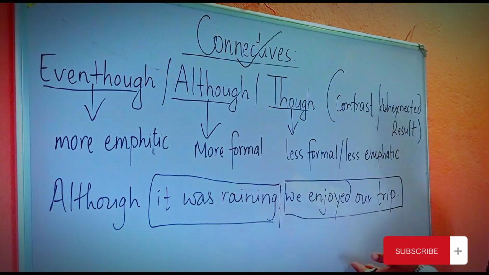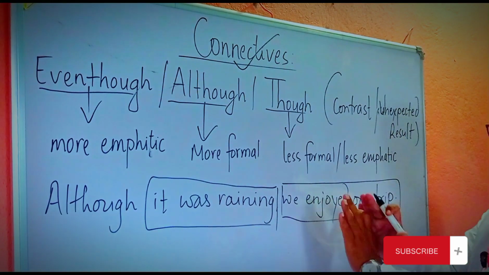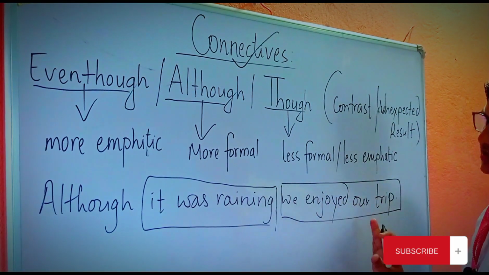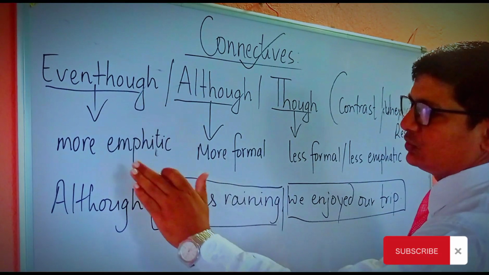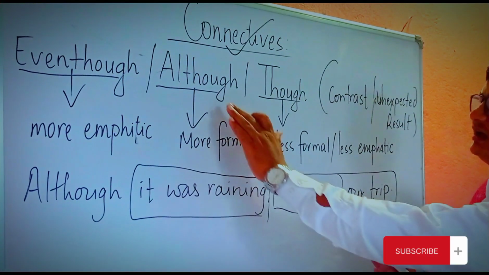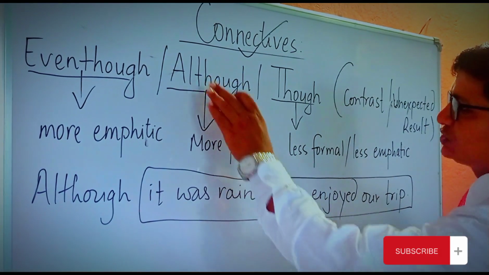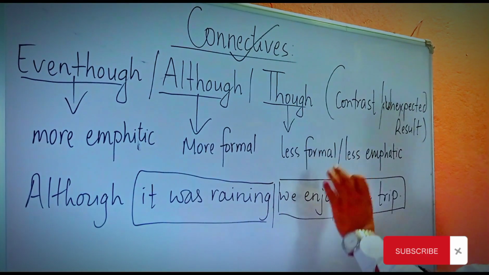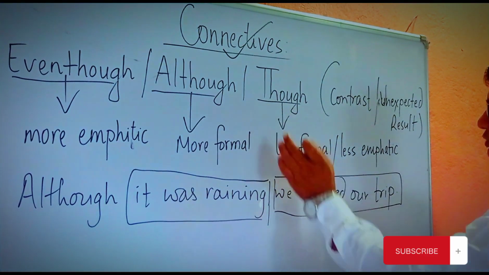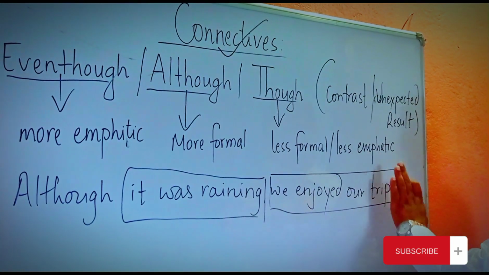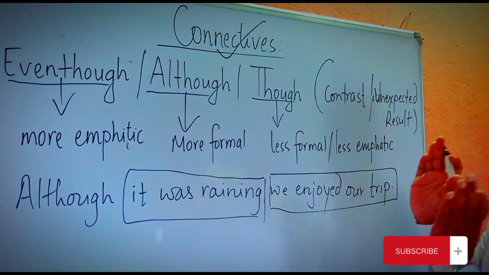In this situation, we use even though, although, and though interchangeably. But keep in your mind that if you are using even though, it's more emphatic, and although is more formal. While writing you better choose although, and though in more spoken situations. Though is less formal and less emphatic. Okay, that's it for even though, although, and though.